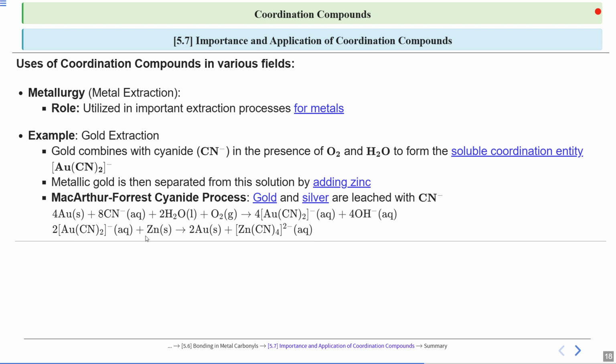Okay, so you can say zinc is going to replace the gold here, or you can say that cyanide as a ligand is going to leave this complex to make the complex with the zinc and bond with the zinc. Okay, so this is how the extraction of gold happens, and we use the cyanide ligand and the formation of coordination compounds in these extraction processes for metal extraction in metallurgy.